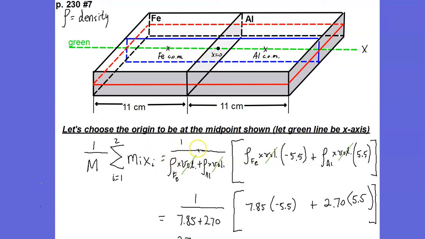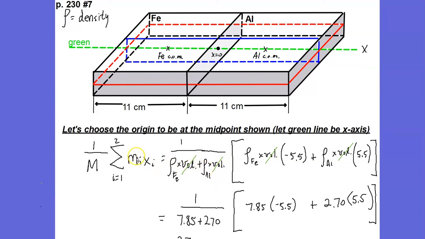So I'm going to use my equation, 1 over the total mass times the sum of the collection of the point masses that I'm finding the center of mass between. So there's only 2 of them, the iron side and the aluminum side. And the total mass is density times volume, but I have to add up the density times volume for iron and the density times volume for aluminum. So there you see the density of iron times its volume plus the density of aluminum times its volume will give me the total mass.